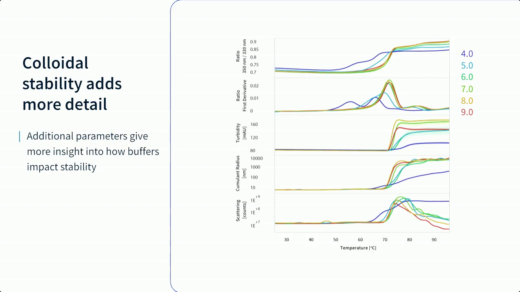Now again, these are subtle differences, but they're still really helpful when you're screening lots of conditions and need to narrow down your formulation options. Now we'll see some values for these measures on the next slide, but while we're looking at the colloidal stability data, I'd just like to point out T-size and T-ag.